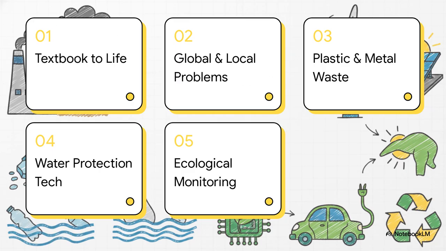So here's our quick roadmap for this explainer. First, geography, from textbook to life. Second, global and local problems. Third, plastic and metal processing. Fourth, water protection technologies. And finally, the importance of ecological monitoring.